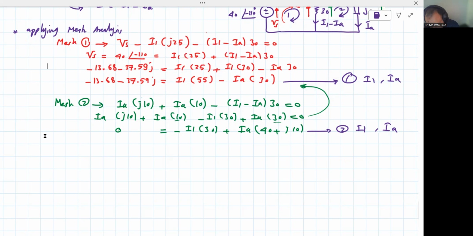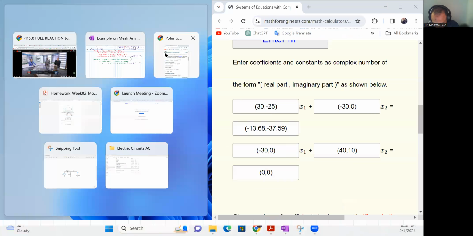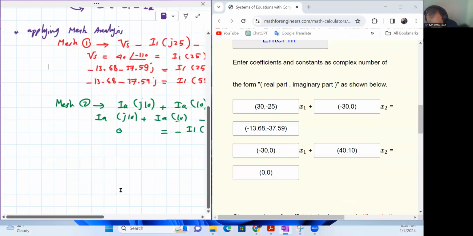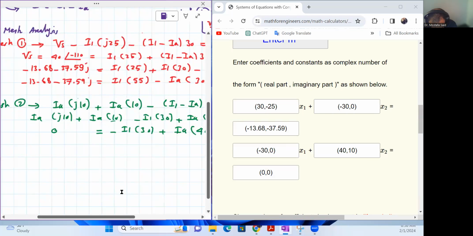So let's now explore our online calculator, whose link I'm going to leave in the description. So here it is. Actually, I solved this problem before, so I'm going to find the solution there, but we're just going to explore it. That's fine.